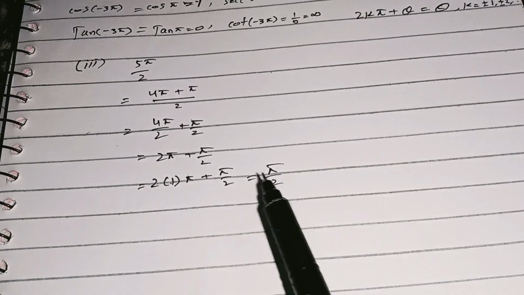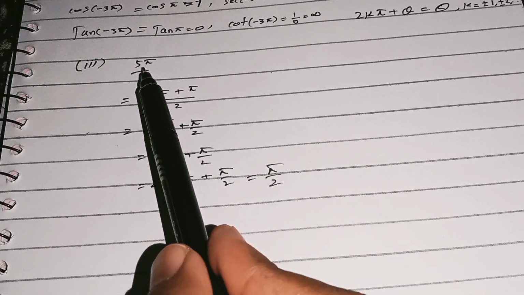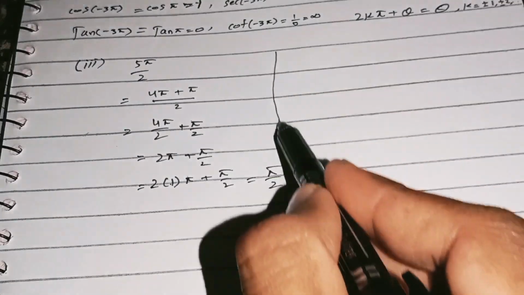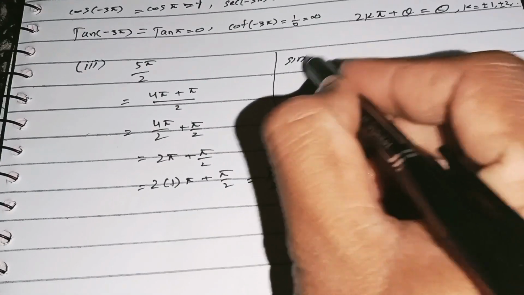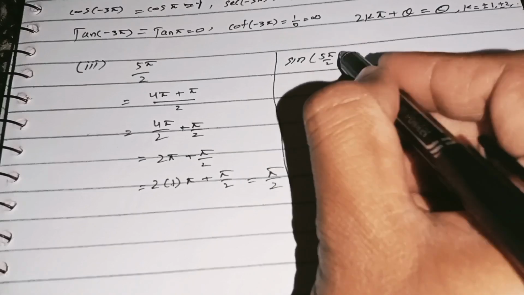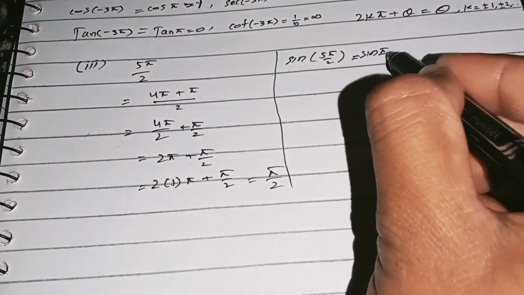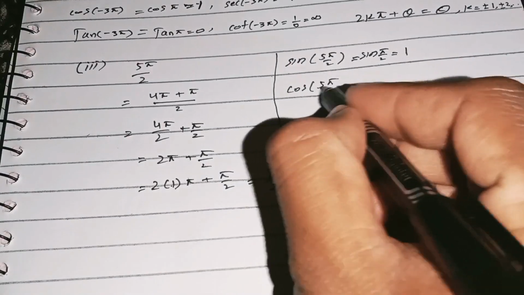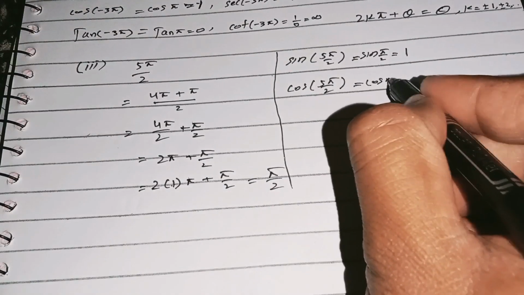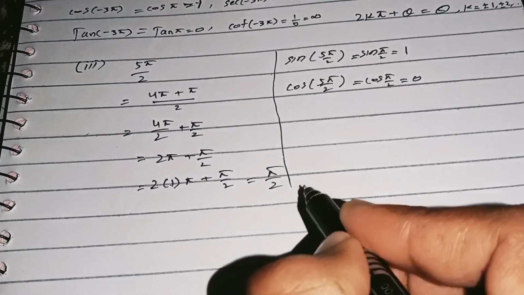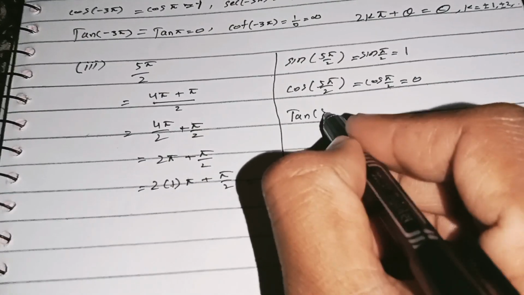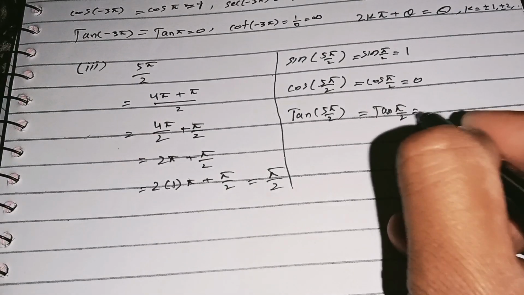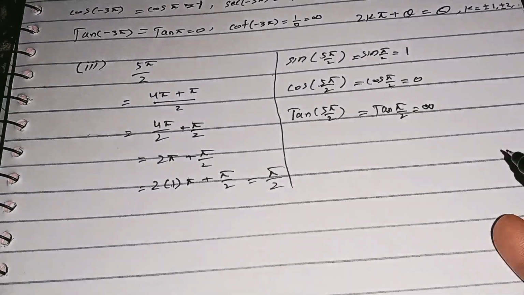It means the values of all trigonometric functions at 5 pi by 2 and pi by 2 are the same. So we have sine of 5 pi by 2 is equal to sine pi by 2 is equal to 1. Cos of 5 pi by 2 is equal to cos pi by 2 is equal to 0. And tan of 5 pi by 2 is equal to tan pi by 2 is equal to infinity.